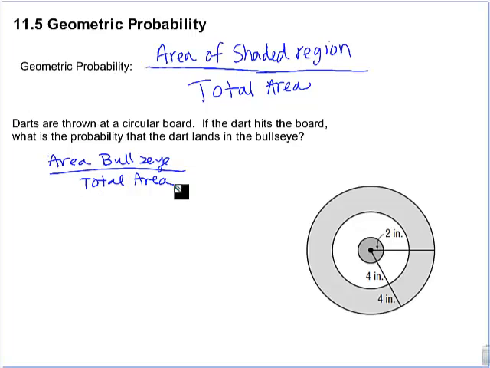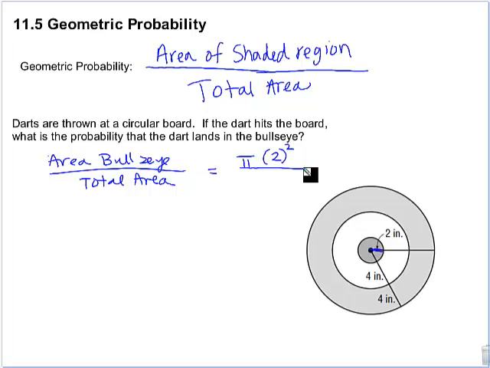Okay, so in this case, what type of shapes are we dealing with? Circles. Okay, so the bullseye is a circle. The large area is also a circle. So the area of the bullseye will be pi r squared with the radius of the bullseye. So what's going to be the radius of your bullseye? 2. Right there, it says 2. So the area of the bullseye would be pi times 2 squared.